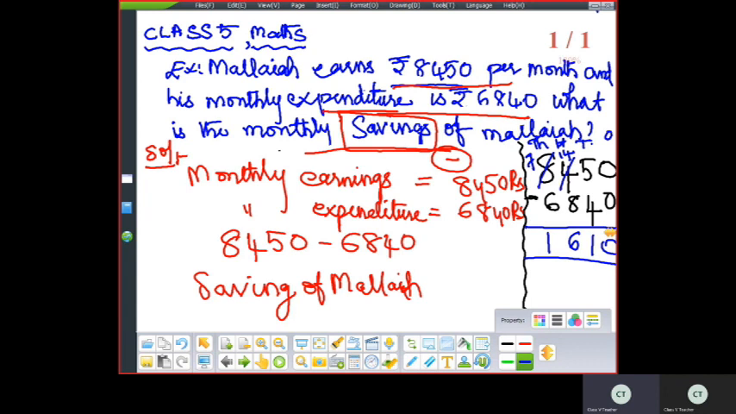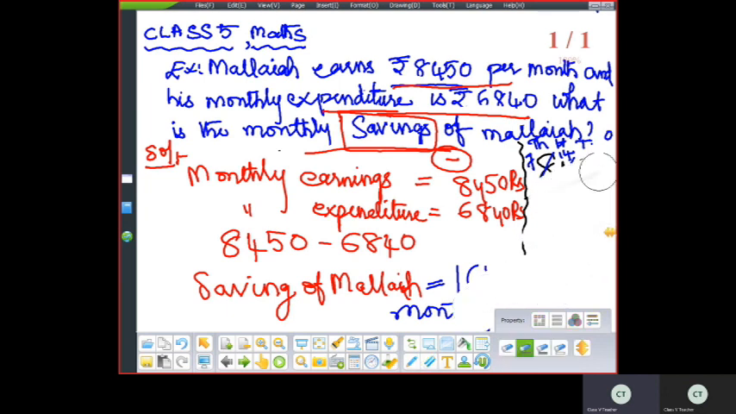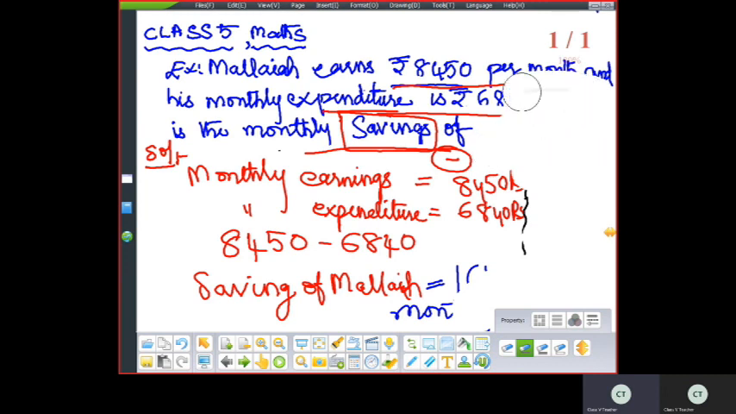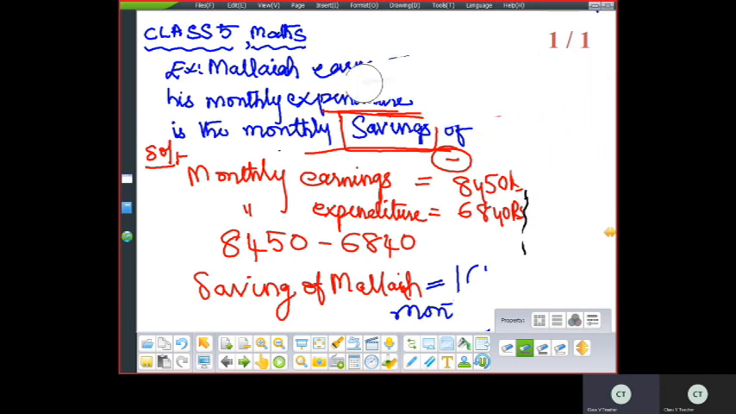So how much is Malaya saving? He is saving 1,610 rupees monthly. Yes or no? So this is his savings every month. Okay, children, this is a word problem. This is just an example. Some more related problems for your practice I will give you in your worksheet, children.